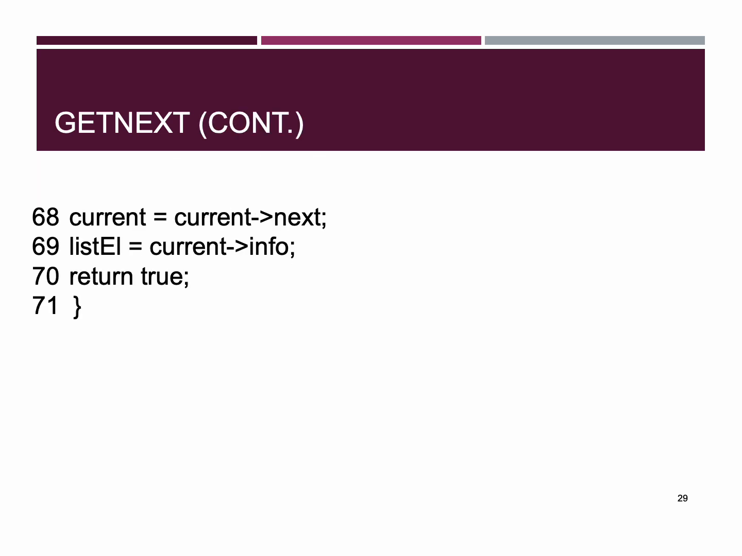Then here, if there is a next element in the list, we move current to point to the next node by setting current equal to current's next. This advances us to the next element in the linked list. We then assign the info or data of the new current node to list ei, allowing the calling function to access the value of the next element. Finally, the function returns true to indicate that the operation was successful and the next element has been retrieved.